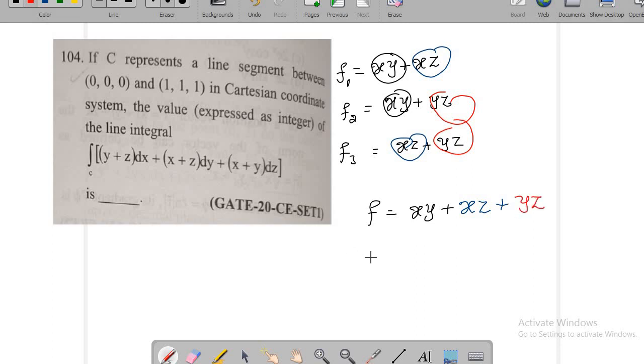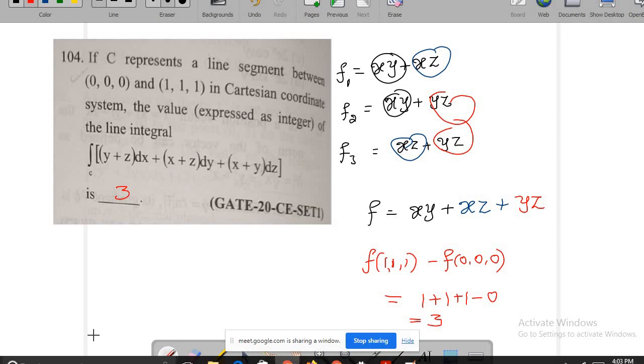So therefore f bar is conservative and the corresponding potential function is nothing but xy plus xz plus yz. Therefore the answer to this problem is nothing but f of 1 1 1 minus f of 0 0 0. So this is exactly 1 plus 1 plus 1 minus 0, which is 3. Therefore the answer to this problem is 3.